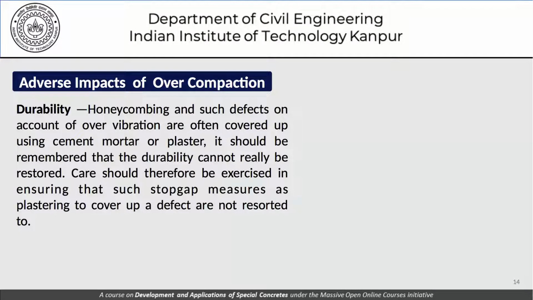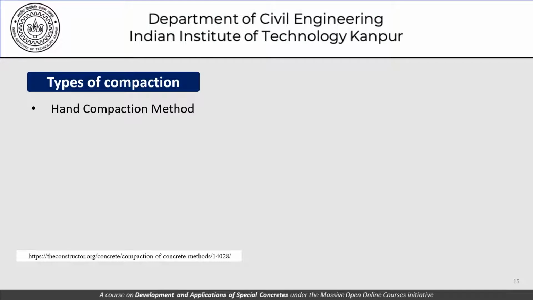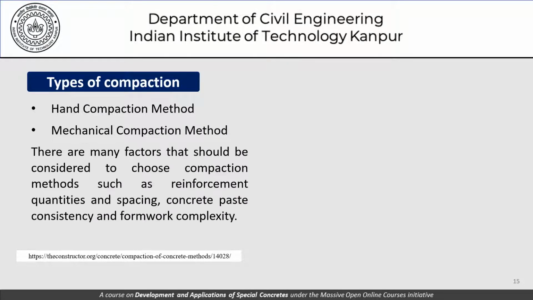One should be careful that in order to preserve the durability of the concrete structure, it's important that such cover-up by way of plastering using cement mortar is not carried out, to the extent possible, as far as construction is concerned. Now coming to the types of methods that we use to compact the concrete, one of course is hand compaction, and then we have mechanical compaction. There are many factors that should be considered to choose the compaction method, such as reinforcement amount and the spacing involved, concrete paste consistency, and the complexity of the formwork.